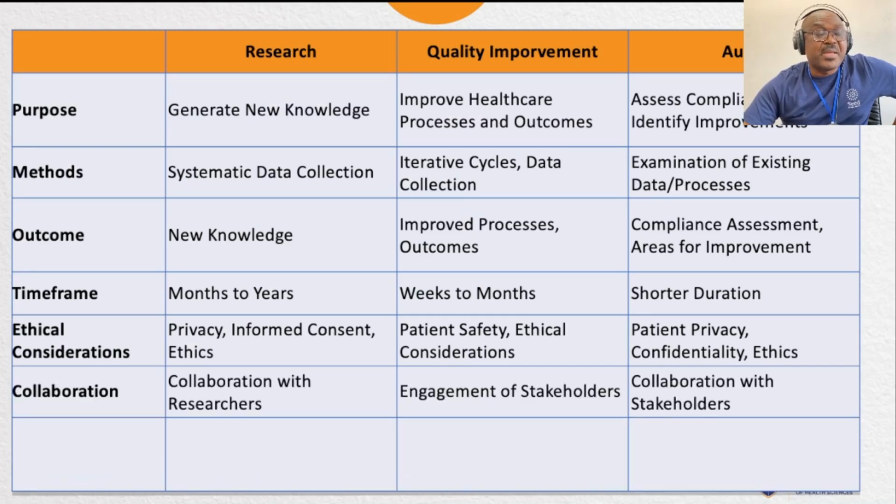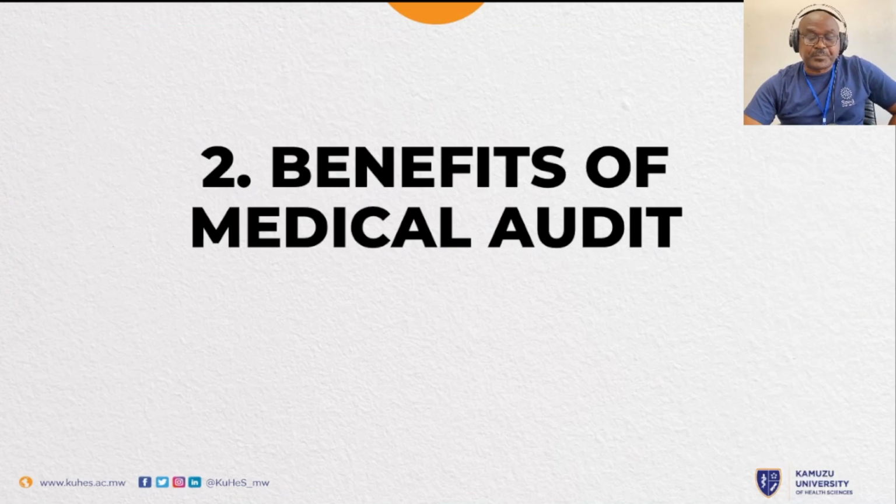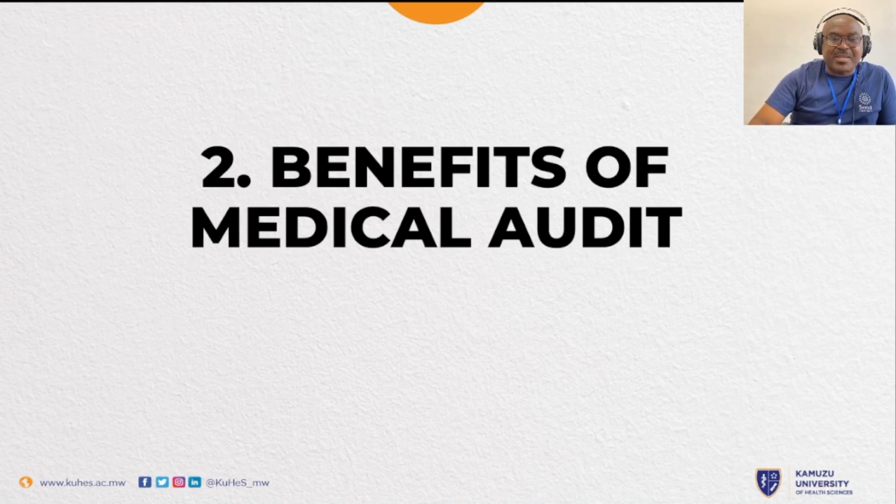Okay, the other one is collaboration. In every step, every time, you collaborate. For dissemination, you also have to disseminate what you do. For research: publication, presentations, conferences. For QI: sharing with the organization for improvement. And the findings of the audit will inform those people doing the QI about the gaps that were found, so that they can now start their QI, and you can also publish what you have found. So that's about the definition, and you can get it anywhere in the books.